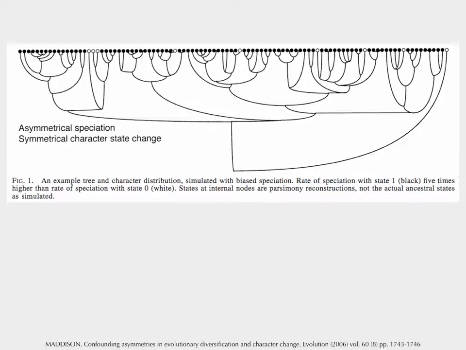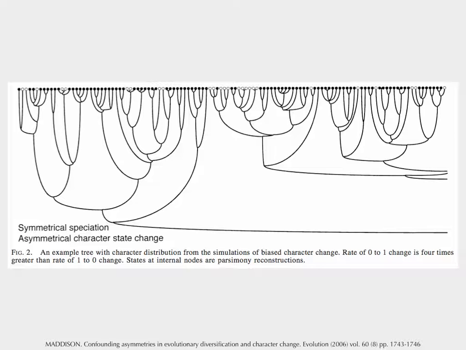So you conclude uneven rates, but the truth is equal rates. What's actually happening is that those that go into the black state speciate faster, as there's more of them. But by ignoring that, I get the wrong estimate about transition rates. Let's do that one.